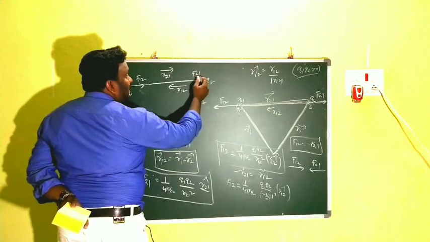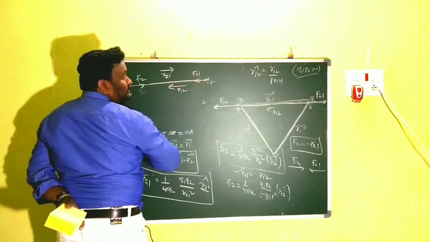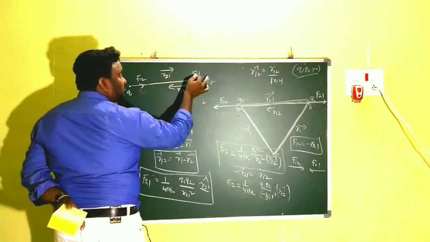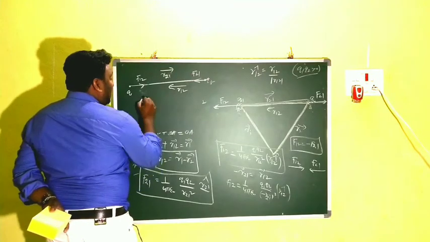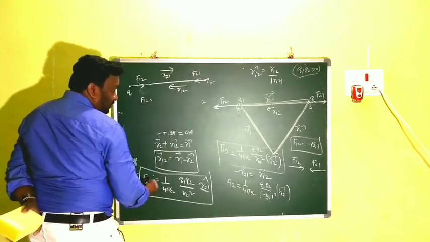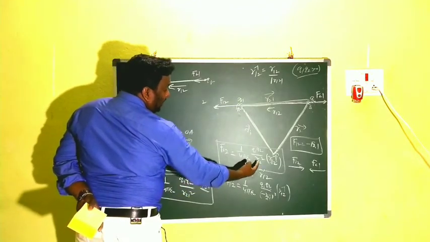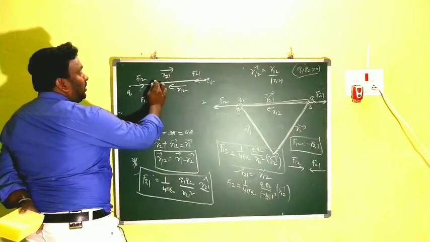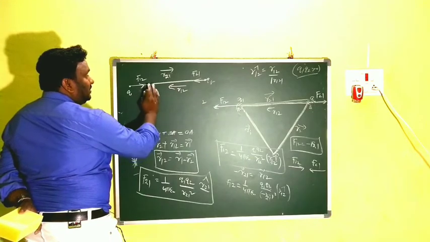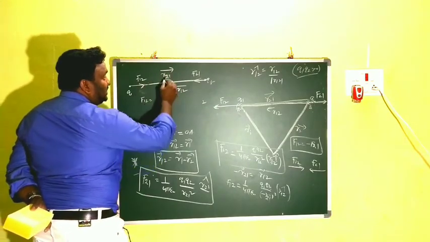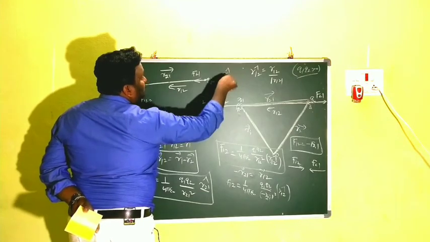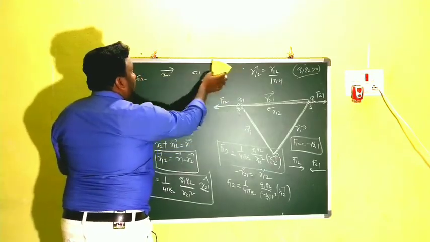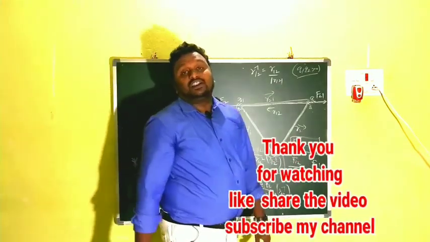Now here I am writing F12, and this is F21. F21 means the force on the first one by the second one. In this case, the same formula: F12 is equal to 1 by 4 pi epsilon into Q1 Q2 by R12 square into the R12 cap. So like this we explain Coulomb's inverse square law in vector notation, children.